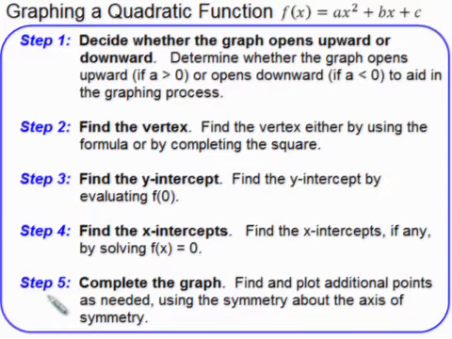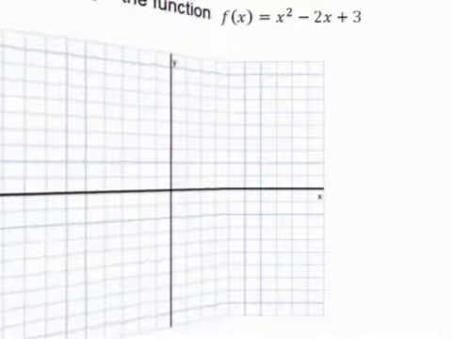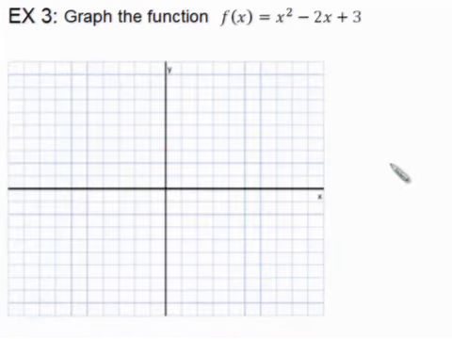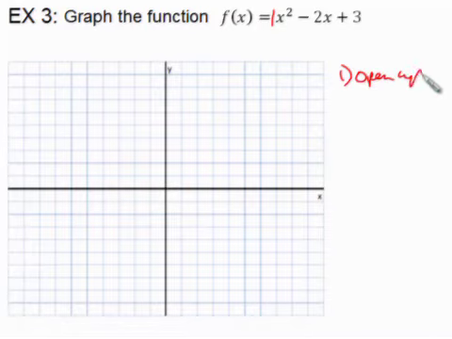Step 5, complete the graph. Find and plot any additional points as needed, using the symmetry about the axis of symmetry. Following our new set of steps, since a is positive, we know the graph will open up. Step 2 is to find the vertex. Now we can either complete the square or we can use the vertex formula.